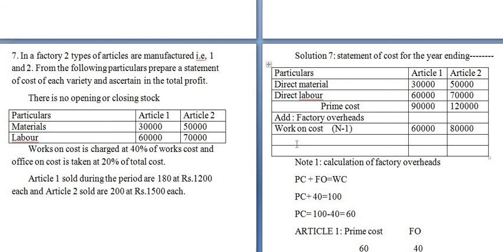Okay, yes. Now next what we need to do, check if any other factory overheads they have given. They have not given anything, so this itself will be called works cost. Okay, add it, that will be 1,50,000. For article 2 it will be 2 lakh.